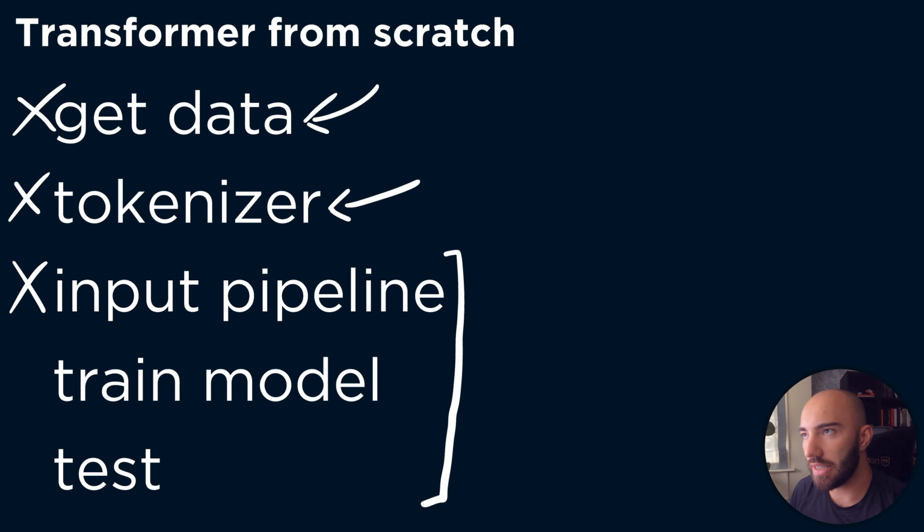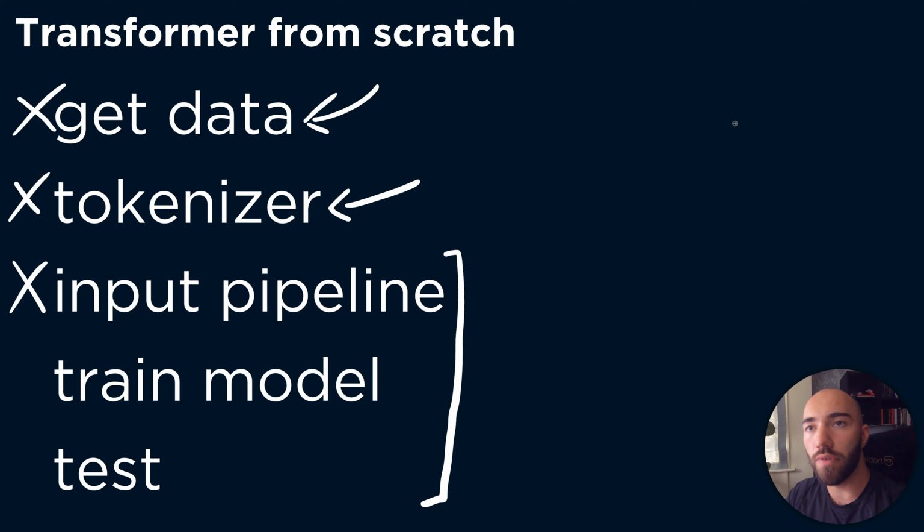This is the fourth video in a Transformers from Scratch mini-series. If you haven't been following along, we've essentially covered what you can see on the screen. We got some data, we built a tokenizer with it, and then we've set up our input pipeline ready to begin actually training our model, which is what we're going to cover in this video.